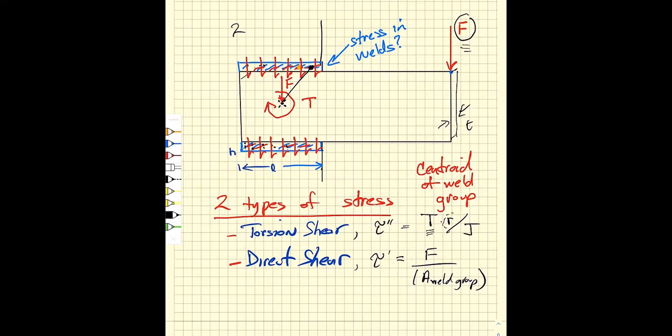Clearly, T, the torque, is going to be a constant. J is going to be a constant. So the further you are from the centroid, the higher the torsional shear stress is going to be. So it's very clear that it is the corners of these welds that are going to have the largest torsional shear stresses. So we want to find the distances to those corners, and then we need to figure out what that torsional shear stress is going to be.